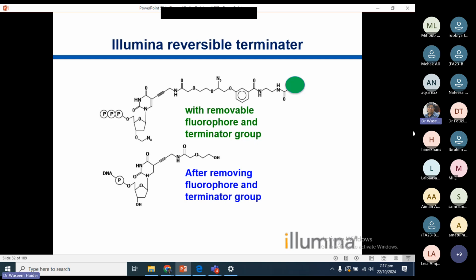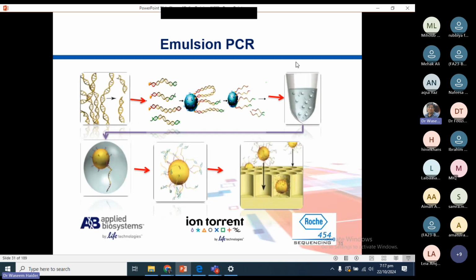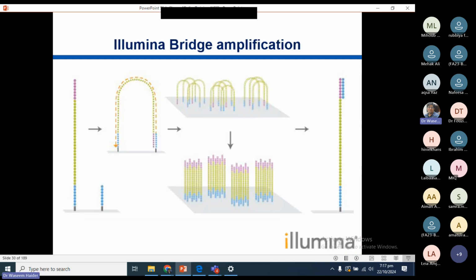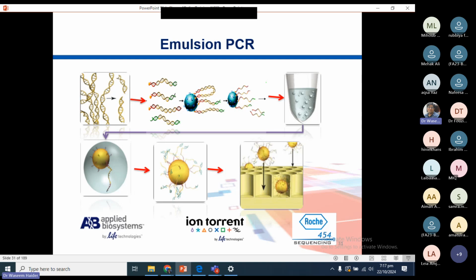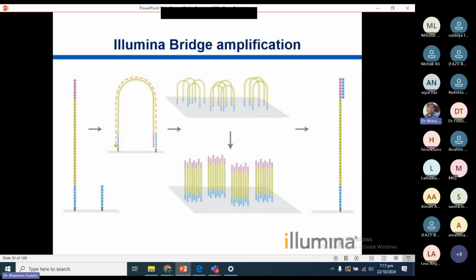So next, we saw that PCR thing. Which one was good? Which one was more interesting, more catchy? This one or this one? Emulsion or bridge amplification? This one, bridge amplification, you need to do it on a, yeah. So this one, the instrument is taking care of each and everything.